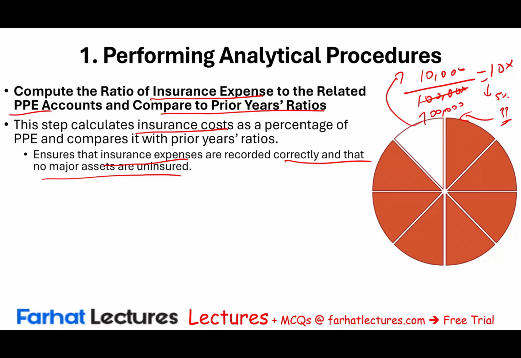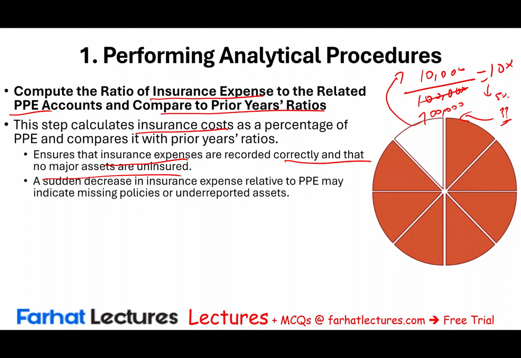It could be that the insurance company told them, don't worry, you bought an additional 100,000 and we're not going to increase your premium. You'll be in good shape. That could be the case. Then you would ask them for the policy, but looking at this ratio would help you start this conversation. So a sudden decrease in insurance expense relative to PP&E may indicate missing policies or underreported assets. So either the assets are underreported or it should be more than 10,000. The 10,000 is incorrect. Maybe it should be 20,000. 20,000 divided by 200,000, you're back to 10%.